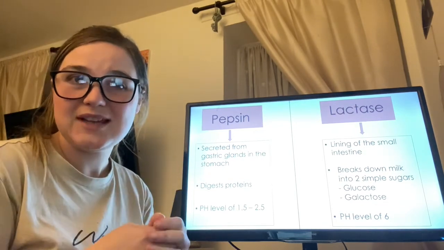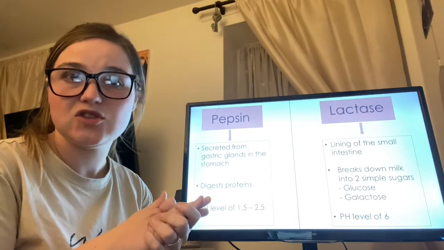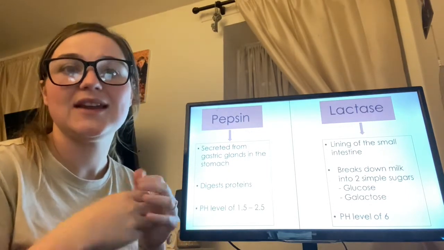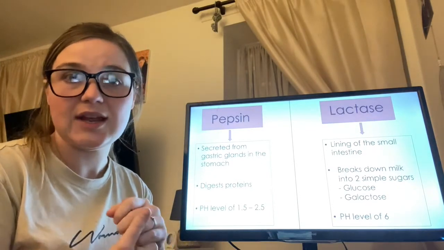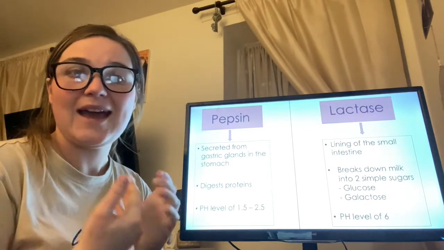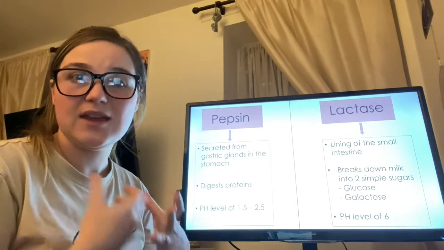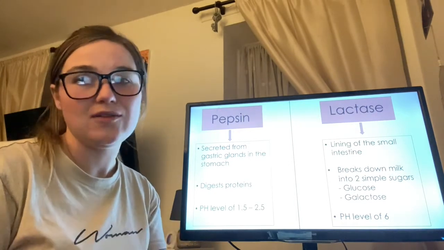If it's not broken down, it will pass through the digestive tract and will not be absorbed. This is when it can lead to complications such as lactose intolerance, when the body is unable to produce lactase. And to be able to digest lactose within our bodies, the enzyme needs a pH level of about 6.